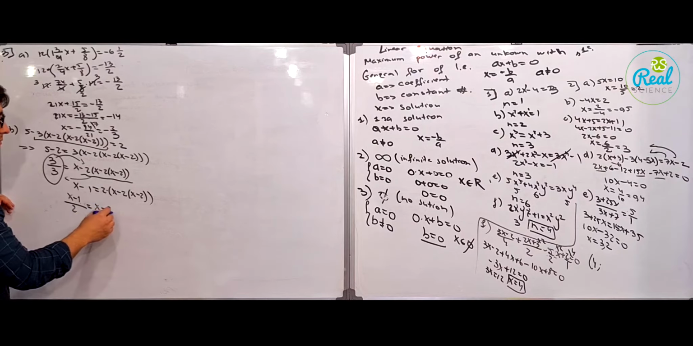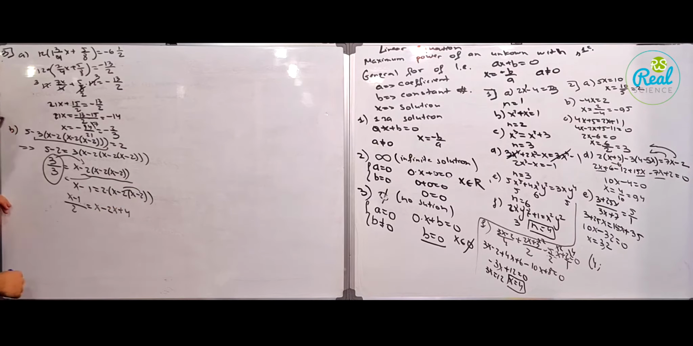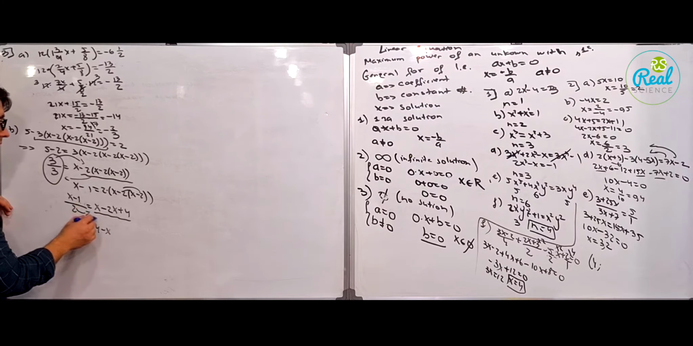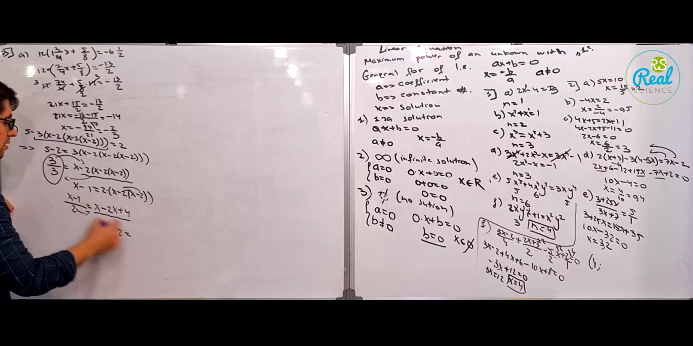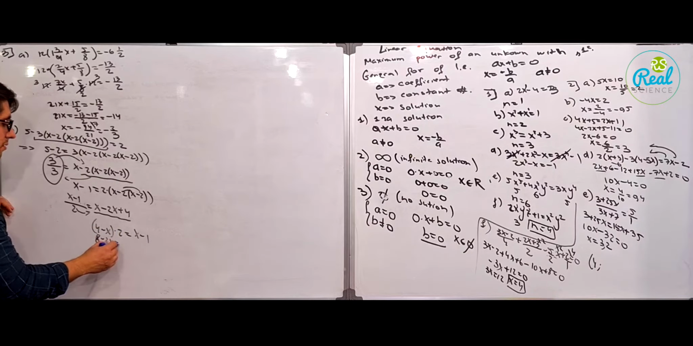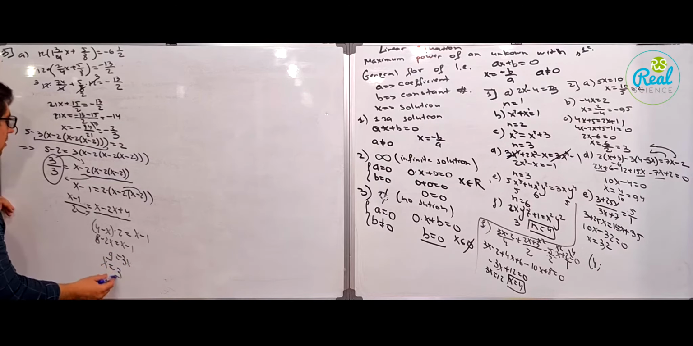x minus 2, let's open the bracket. Minus 2x plus 4. So what is the result of this side? It is 4 minus x, right? And let's multiply it by 2. And the result is x minus 1. Let's open the bracket. 8 minus 2x equals 2x minus 1. So 3x equals 9. What is the value of that unknown? 3, okay? Let's look at the C part.